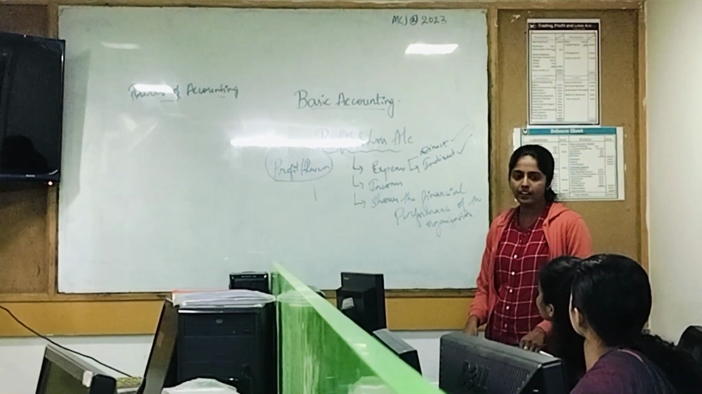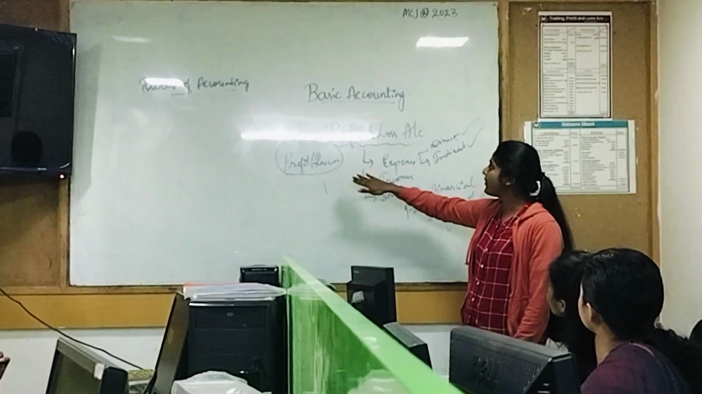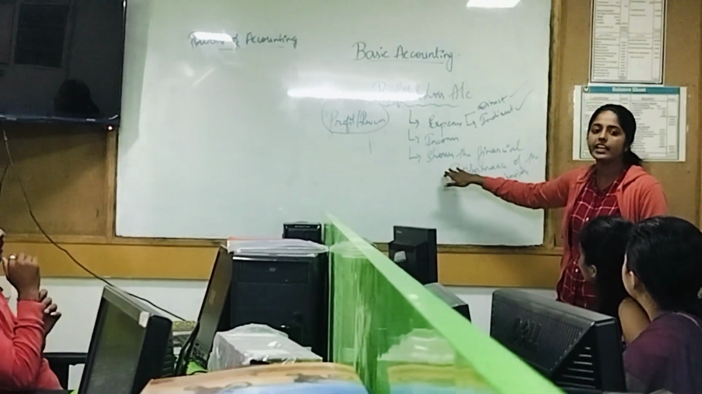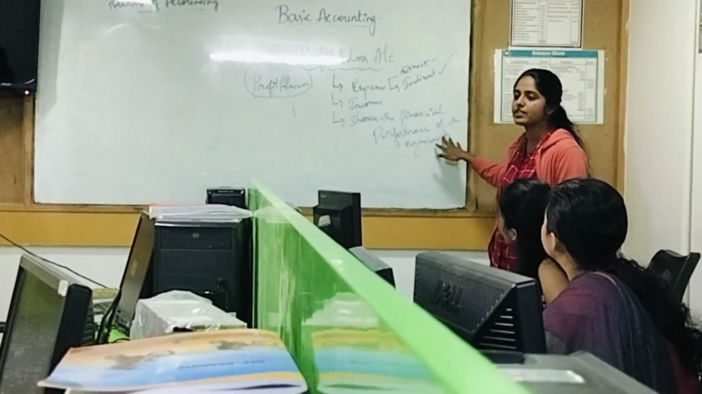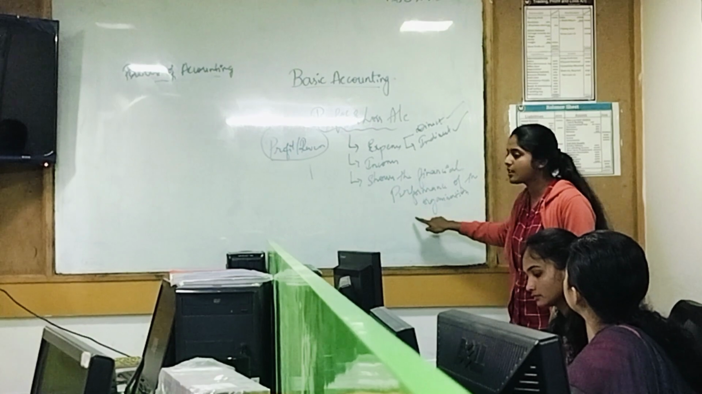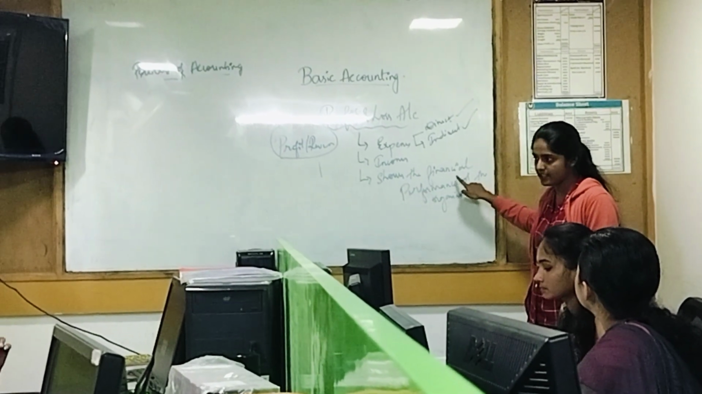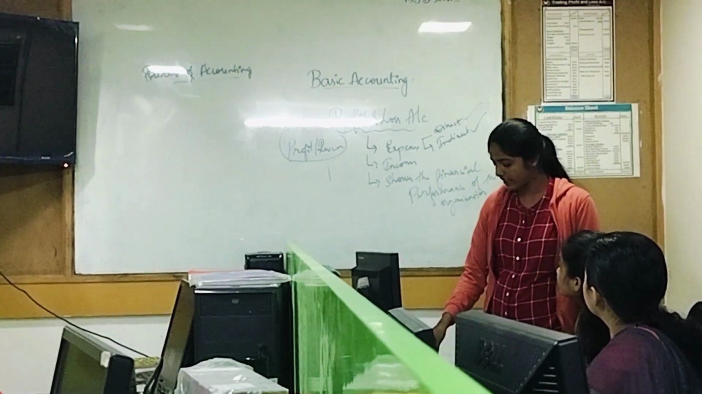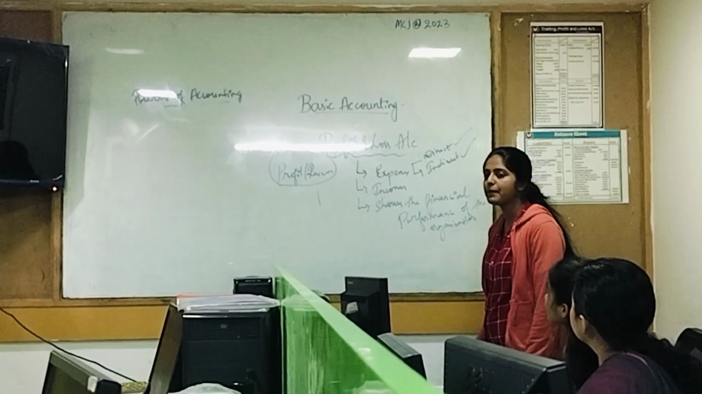So the main thing we can tell is that profit and loss consists of expenses and incomes, and it shows the financial performance of the business organization. All this we will call a performance, right? Yes, got it. So any doubt in this? Next we will check what you mean by balance sheet.